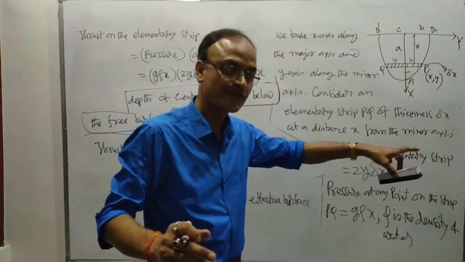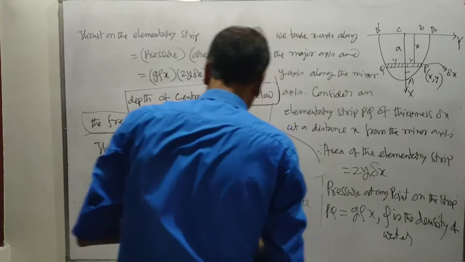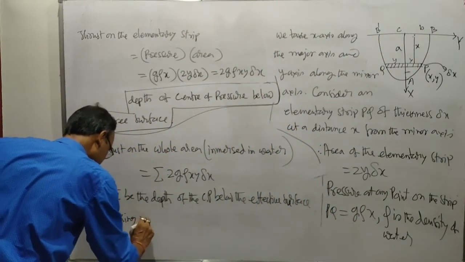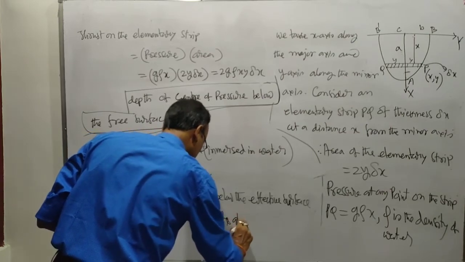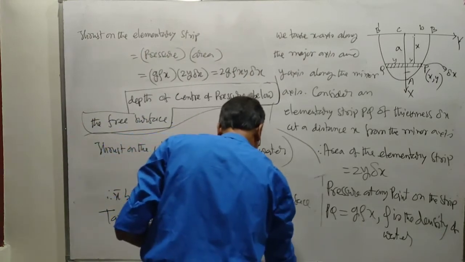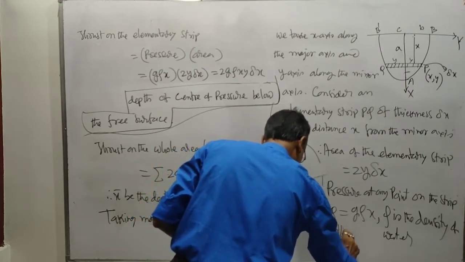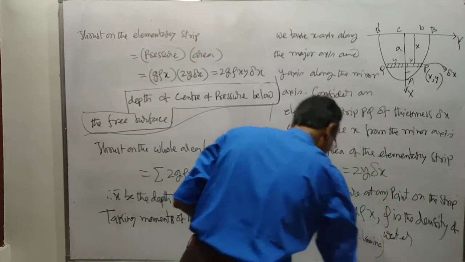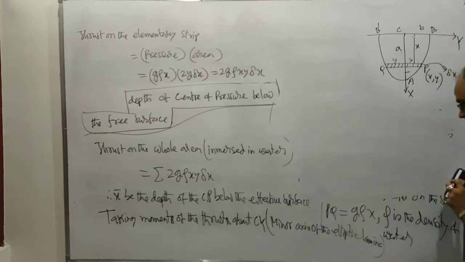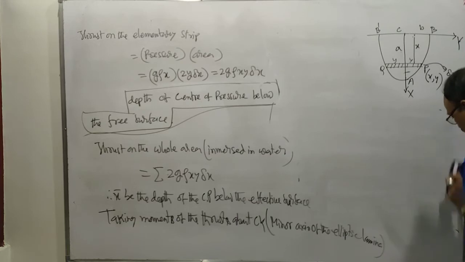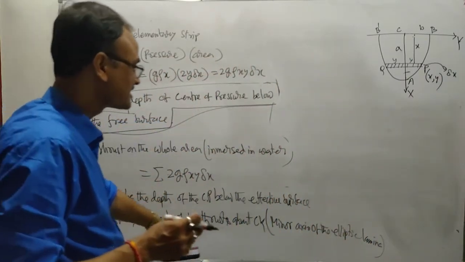Now taking moments of the thrust about the minor axis of the ellipse, that is about the y-axis. Taking moments of the thrust about Cy means the minor axis of the elliptic lamina.